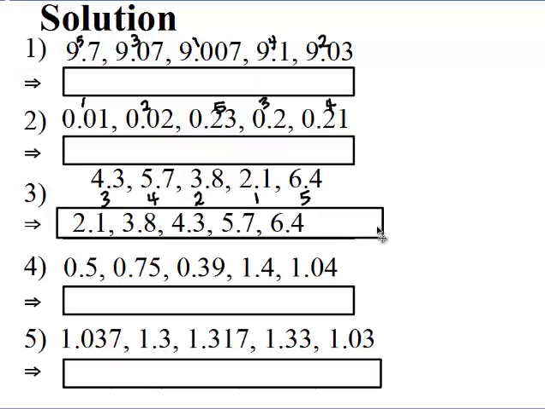In the fourth one, let's compare their whole number part first. We have 0, 0, 0, 1 and 1. 0 is smaller than 1, so let's compare the zeros. We move on to their 10th column. We have 5 here, 7 and 3. 3 is the smallest, so 1, followed by 5, 2, followed by 7, 3.